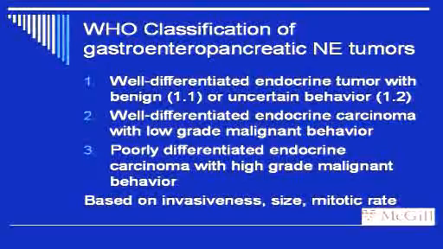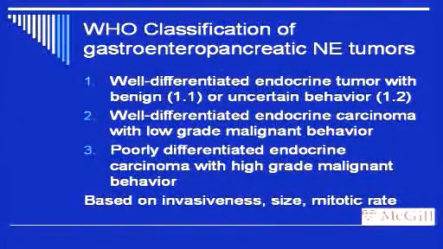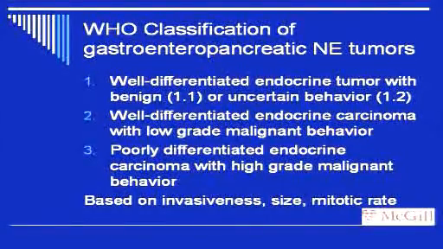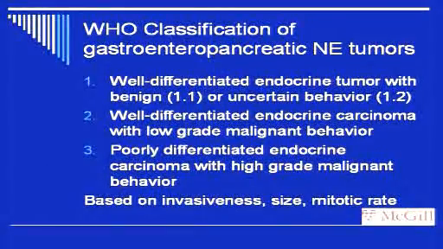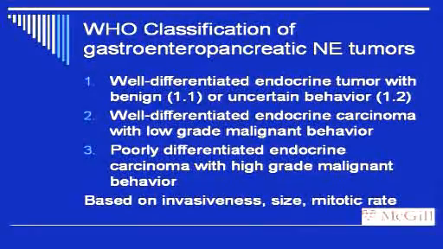And the uncertain behavior is a category for tumors in which we see either they are larger than 2 centimeters in size, or there is some vascular invasion that is picked up, or perineural invasion. So one of the criteria doesn't fit, so then it becomes the uncertain behavior, or the unknown malignant potential, as some people like to call it.